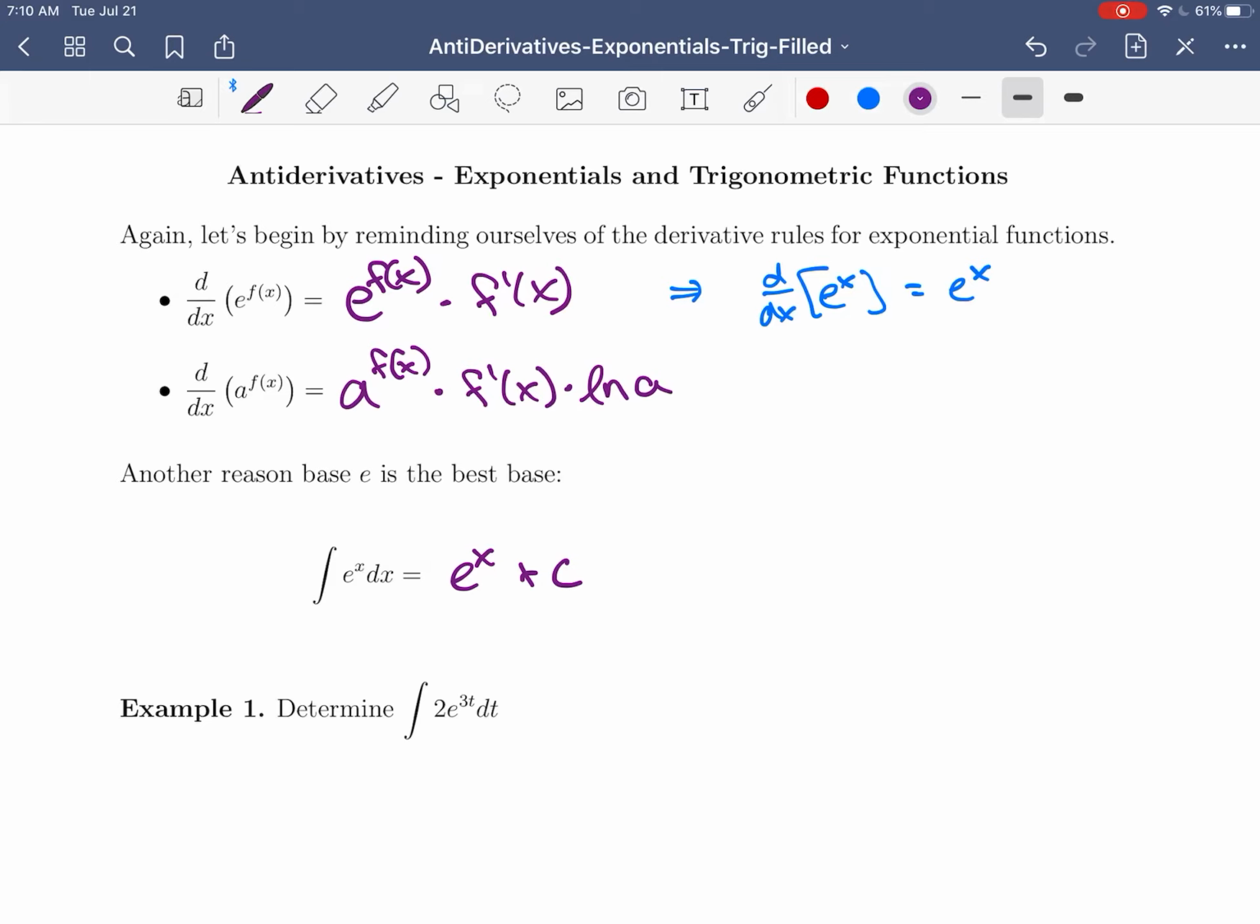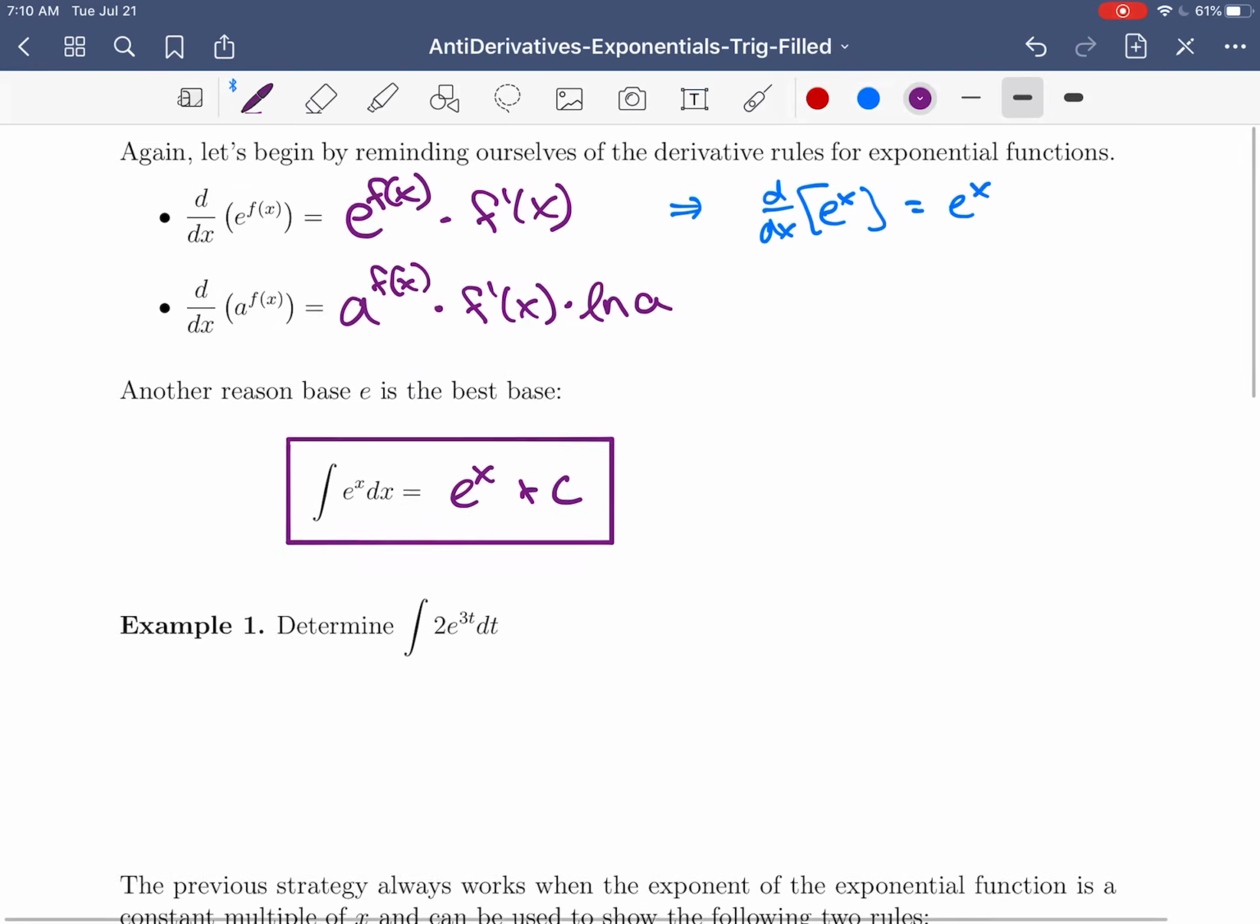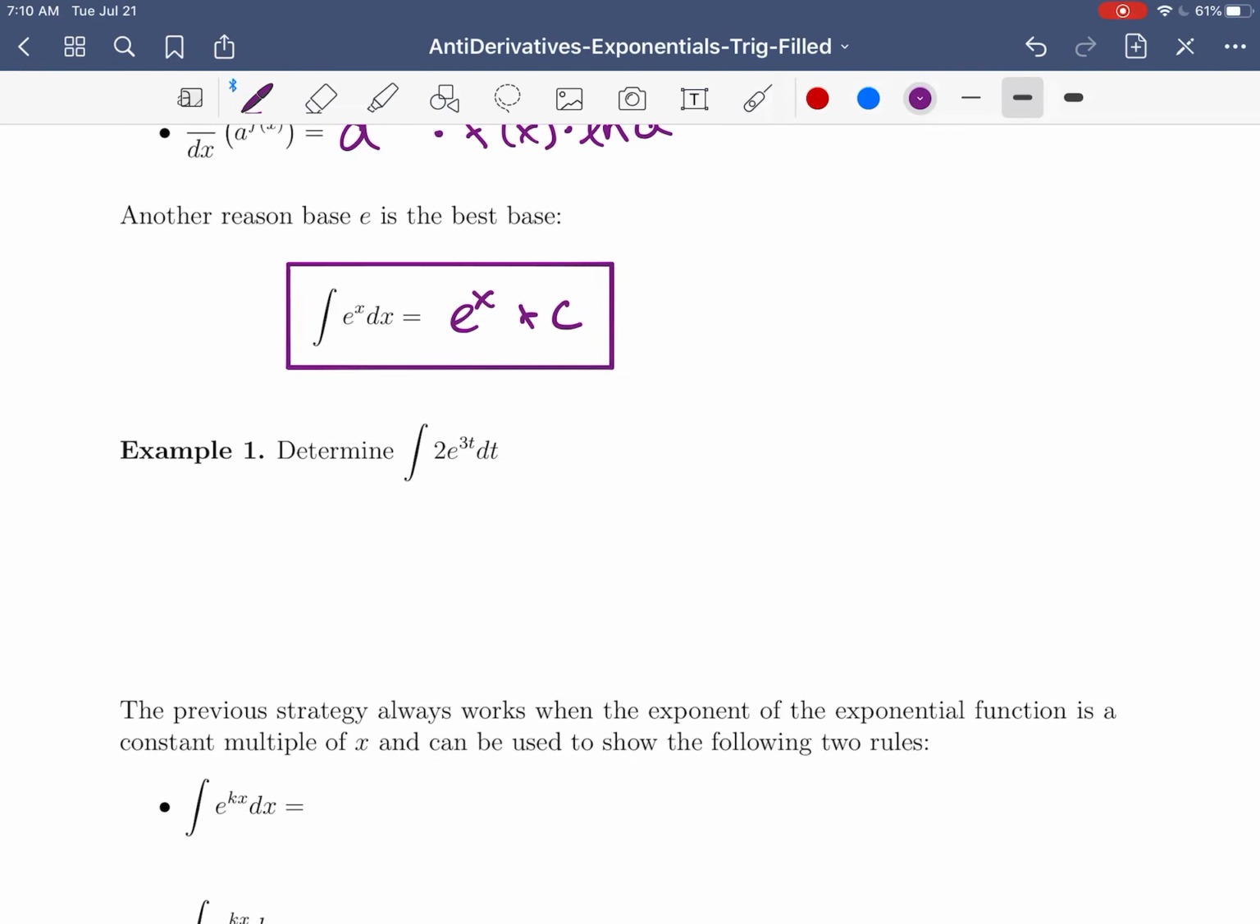So you want a function that has derivative e to the x, and you know that it's in fact itself. So its derivative is e to the x, its antiderivative is also e to the x, and then adding any constant you want to that. So what if we tried to determine the antiderivative of 2e to the 3t? So we might want to pull the 2 out. So the constant multiple rule says we can pull out that 2.